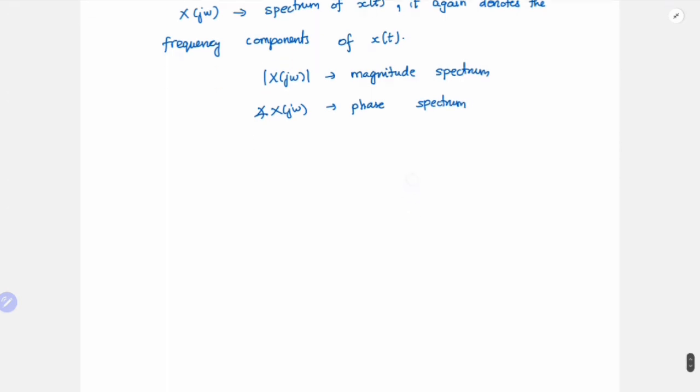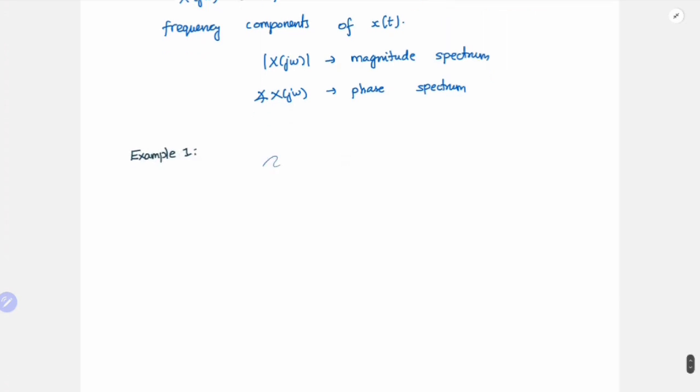So let us see an example. Example 1: we can take the signal x of t equal to e power minus at u of t. So it is an exponentially decreasing signal, and we have a greater than 0. Otherwise, it will tend to infinity as t tends to infinity. We don't want such complications. So how will this x of t look? It will look like this.